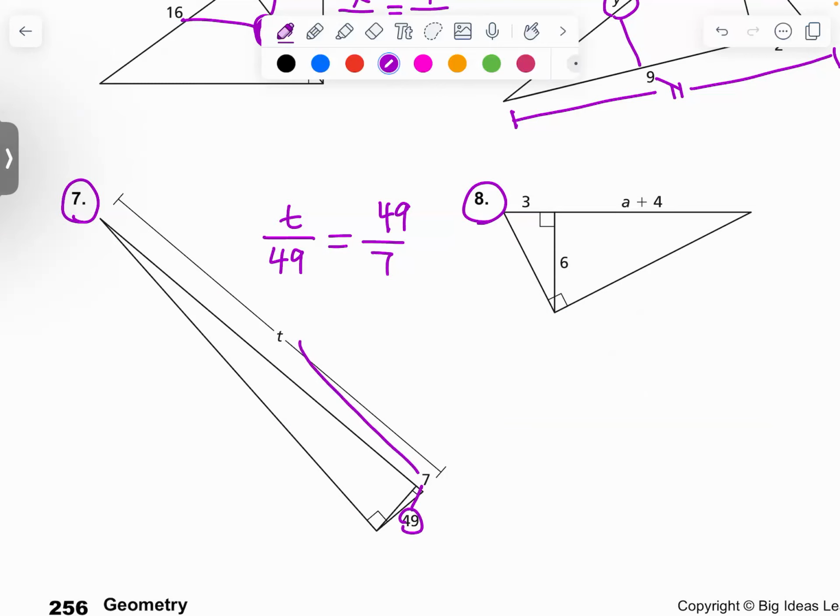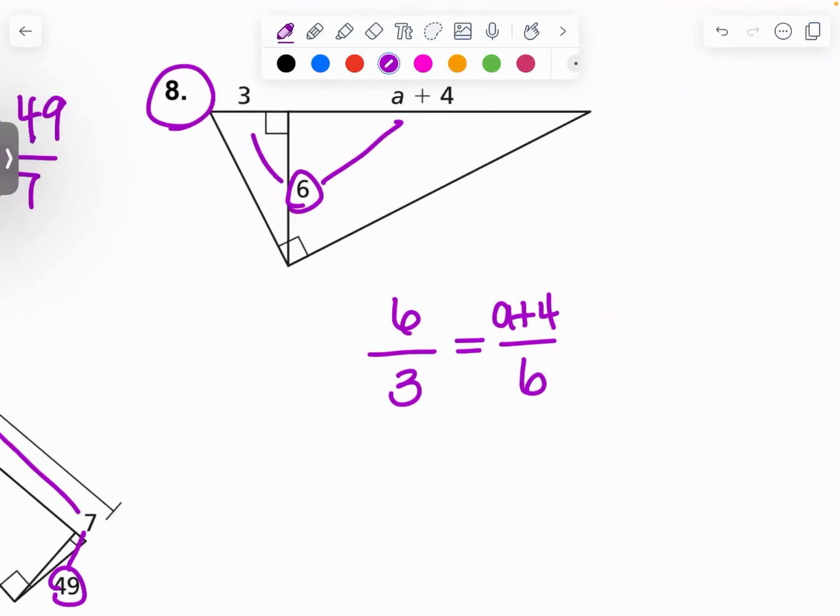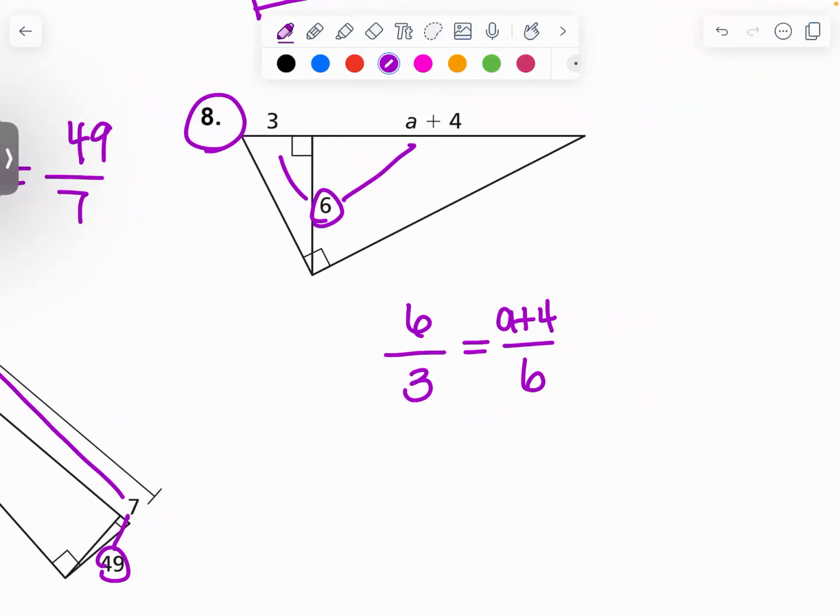Okay, and then Nora, what do you have for 8? Good. 6 is the geometric mean between those two pieces. Now, if we were to solve the proportion in number 8, when we cross multiply, what would we get here? 36. What would we get here? 3 plus 12. Okay. Make sure that 3 gets distributed to both terms.